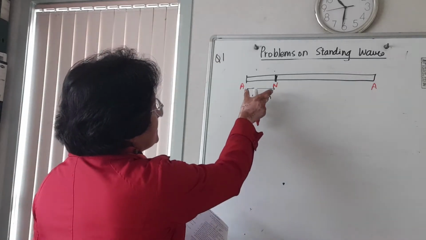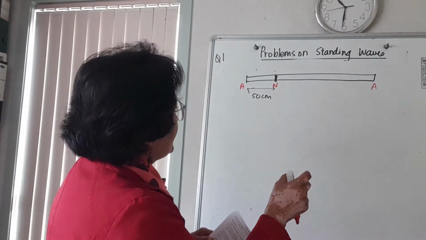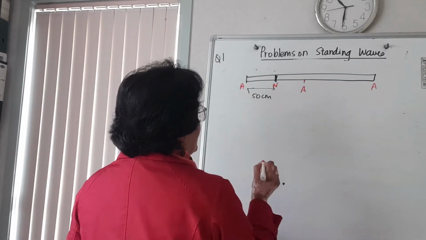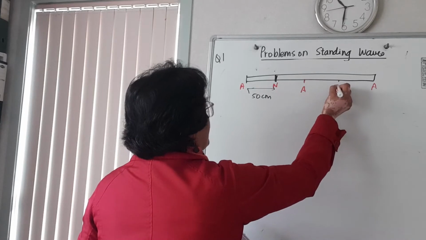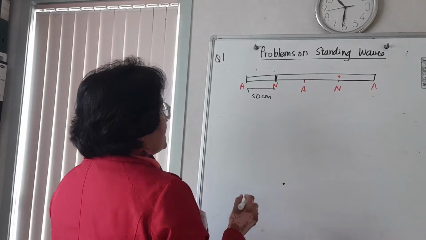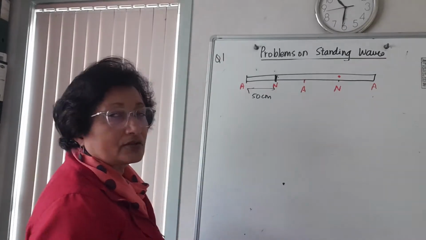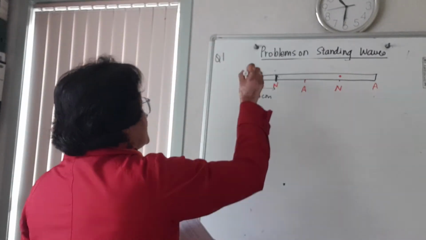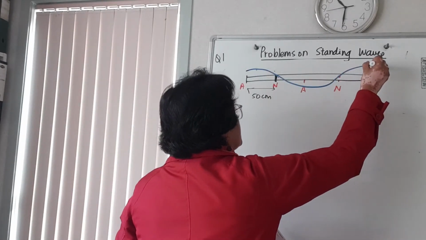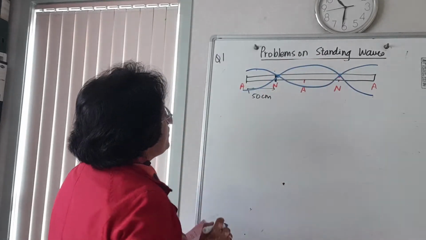Now the distance from one antinode to the node, which is a quarter of a wavelength, is 50 centimeters. So after another 50 centimeters, you have to have an antinode. And after another 50, you have to have a node, because they're at equal intervals. So there's going to be a node over there and a node over there. So what's the shape of the wave going to look like? It's symmetrical. You've got an antinode, node, antinode, node, then antinode. So that's the shape of the wave.